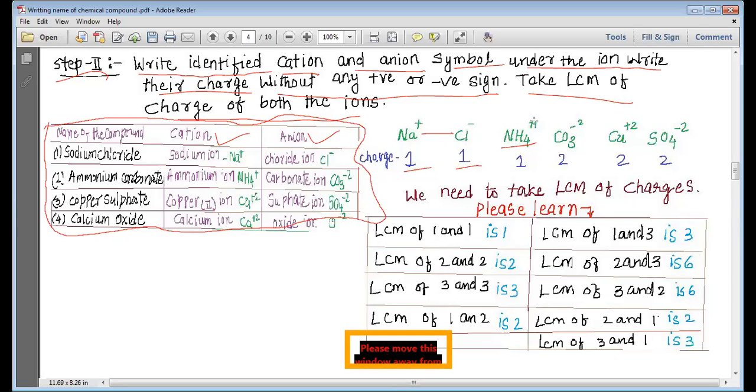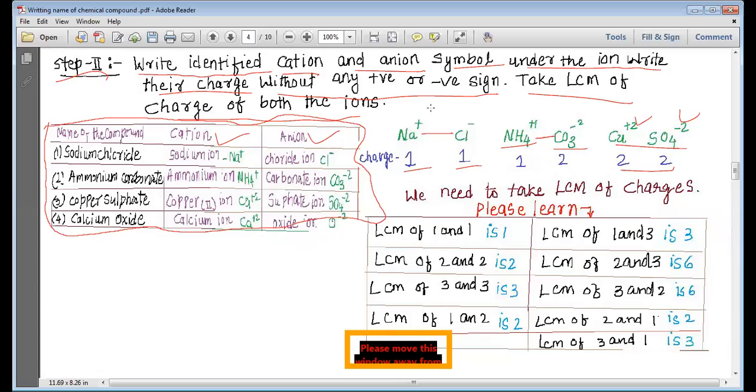Same way for NH4 plus, we write 1. For CO3 minus 2, that is in the case of ammonium carbonate, we write the charge here 1 and here 2. Same way for copper sulfate, as you can see, for copper the charge is plus 2 and for sulfate the charge is minus 2, but without the positive or negative sign, we just write the charges under their names. So in the second step, we write the symbol of the identified ions and then we write their charges under these ions.